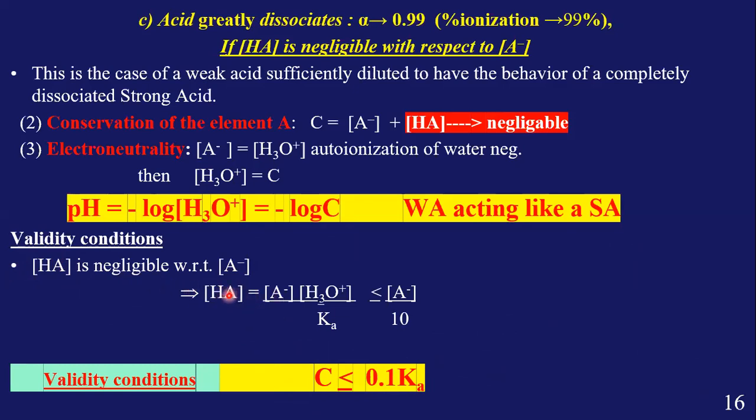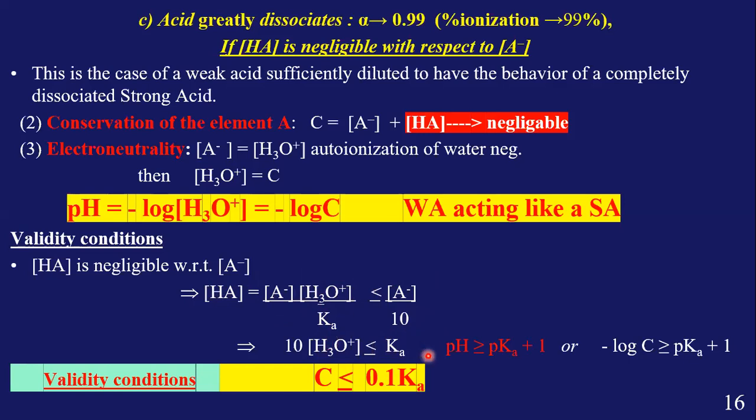Again, that's when HA is less than A minus divided by 10. And instead of HA, what should I put? Using the Ka expression, HA will be A minus times H3O plus divided by Ka. That is the conversion of HA from the Ka expression, if you put it on its own. Now, if you look at this, A minus goes with A minus, and simply multiply through. This is 10 times H3O plus is less than or equal to Ka.